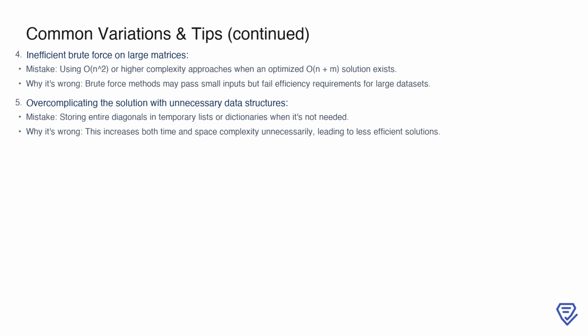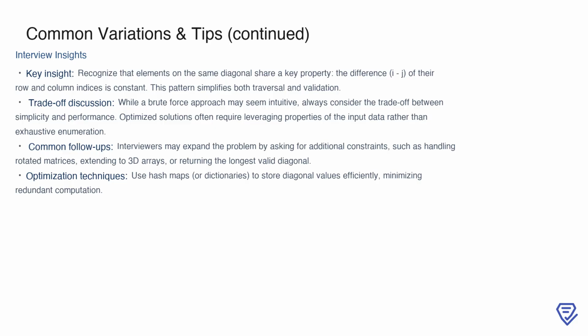To excel in interviews, it's crucial to recognize the fundamental insight of this problem. All elements on the same diagonal share a unique property: the difference between their row and column indices, or i minus j, remains constant. This simplifies traversal and validation significantly. When discussing approaches, balance simplicity with performance. While brute force may be easier to implement initially, it's important to highlight optimized solutions that leverage the problem structure.